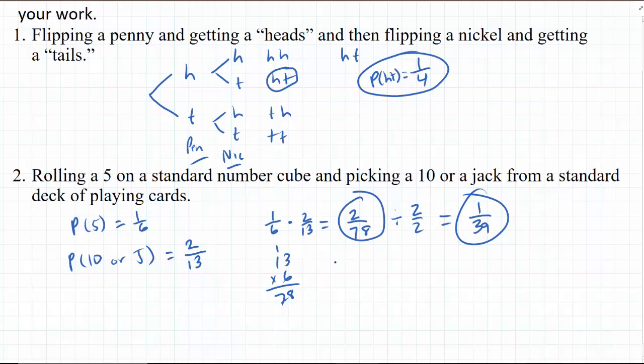So the probability of a 5 from the cube and a 10 or a jack from cards is going to equal 1 out of 39. There's a 1 in 39 chance.